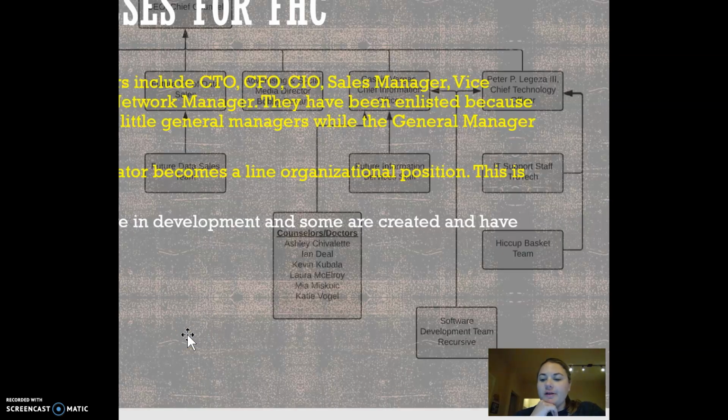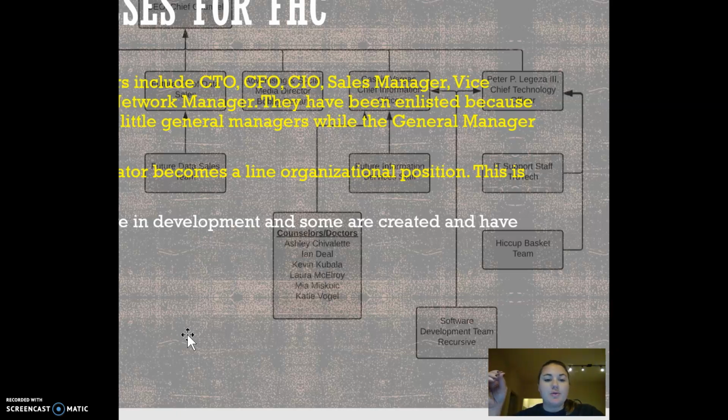Continuing, we have our integrators. These are our full-time leaders, including our CTO, our CFO, our CIO, our sales manager, our vice president, our property appraiser, and network manager. They have been enlisted because of their expertise, but they're also little general managers while our general manager, our CEO, is doing his job. Again, that's Blake.